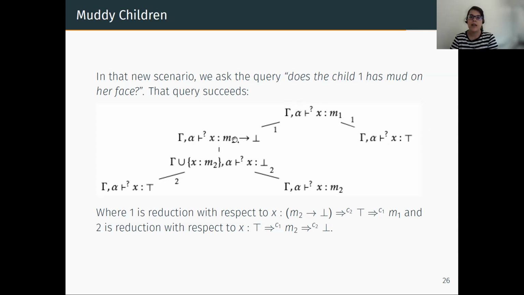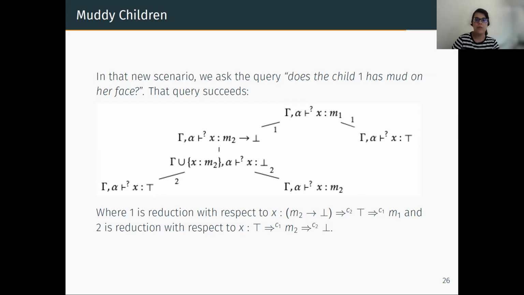And for this one, I can apply the material implication rule. And we put M2 in our database, and we ask for falsum instead. But from falsum, we can apply reduction again from this formula. And we are going to ask for top here, which of course immediately succeeds. And this one, of course, also succeeds. Why? Because we added it to the database. So this query succeeds, and that's, of course, desirable. Also, if we ask whether child 1 knows if they have mud on their forehead, it's the same. It's going to succeed.